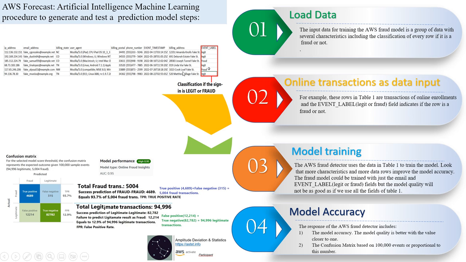Okay, so we have all these characteristics, and we are going to use them as input to generate this model, where we are going to evaluate the model accuracy. AWS will include the model accuracy and a matrix called a confusion matrix based on 100,000 events. It could be fewer events, but it is calculated proportionally to 100,000.